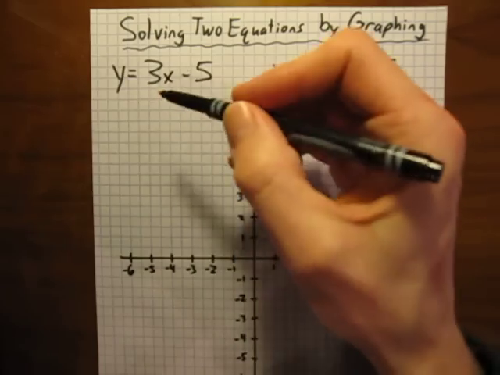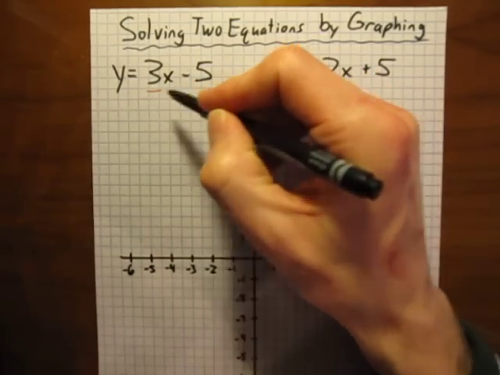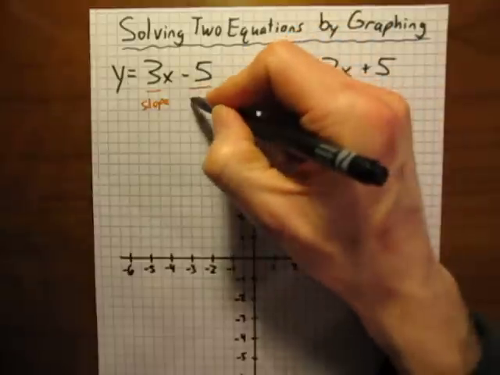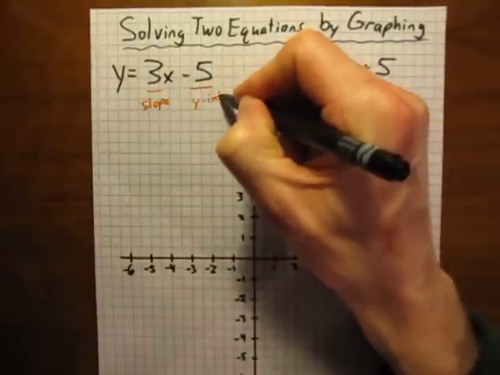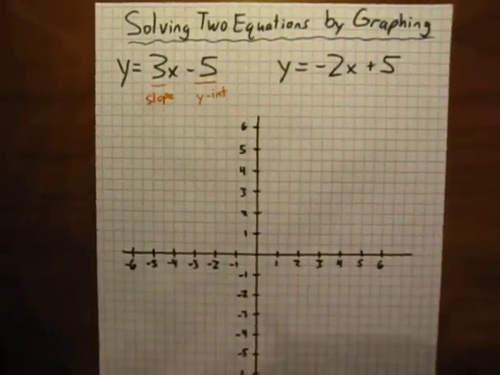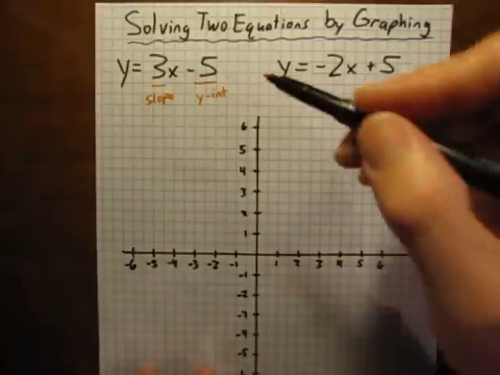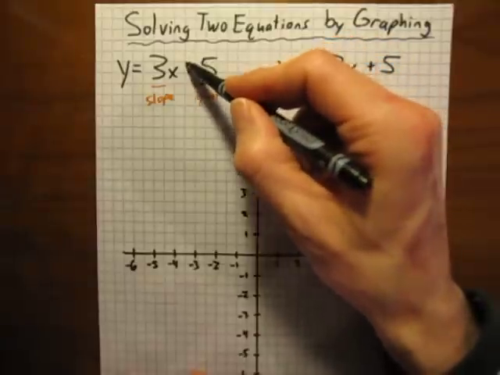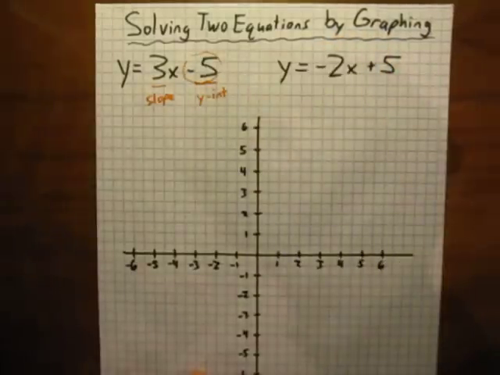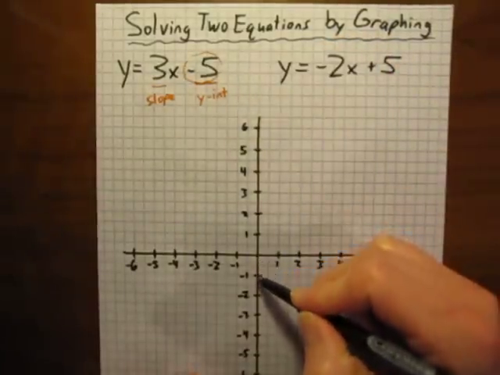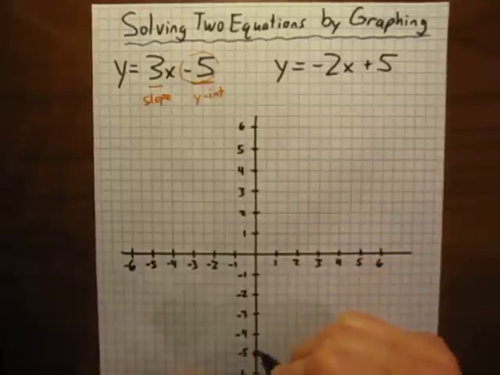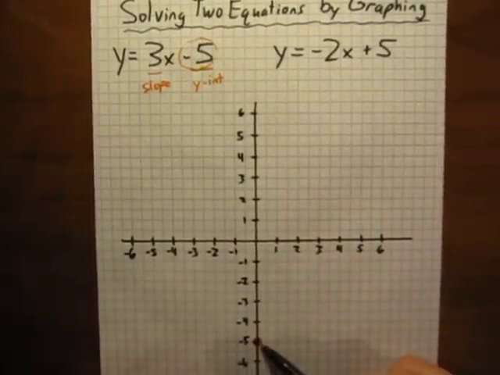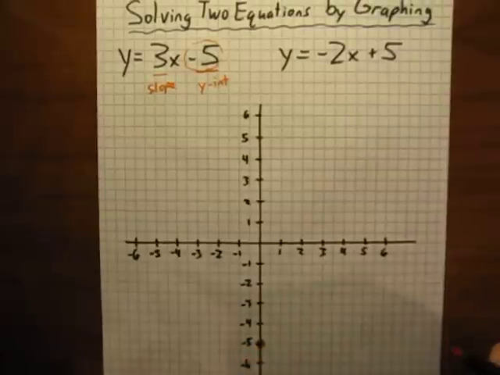We've got the slope here is 3. That's going to be our slope. This number here is going to represent our y-intercept. Whenever we're going to graph lines, the first thing we want to do is start with our y-intercept. In this case, the y-intercept is -5. So we start at the origin, we go down 5 units, and there is our first point right here at -5.